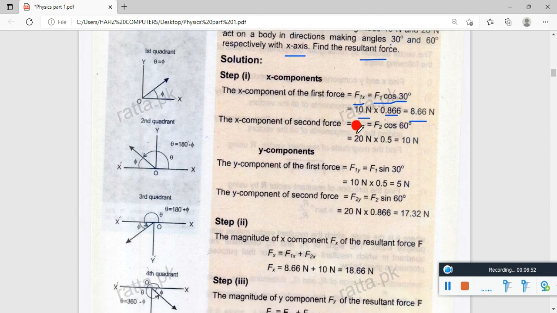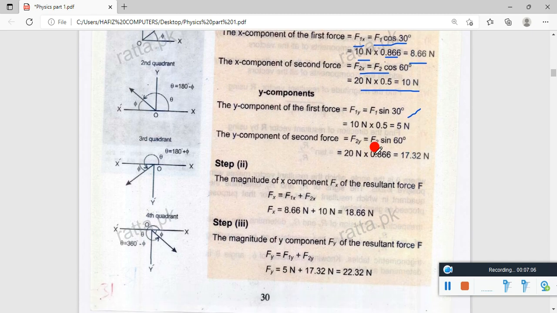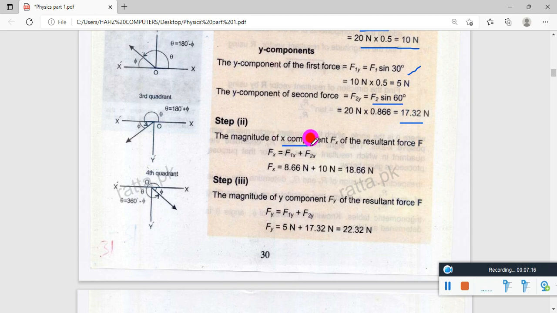The x component of the second force, F2x, is equal to F2 cos theta, which is equal to 10 Newton. Similarly, for the y components, the y component of the first force, F1 sin theta 1, gives 5 Newton. The y component of the second force, F2y, is equal to F2 sin theta. This gives the F2y force. The magnitude of the x component Fx of the resultant force is simply the summation of F1x and F2x, which is 18.66 in this case.